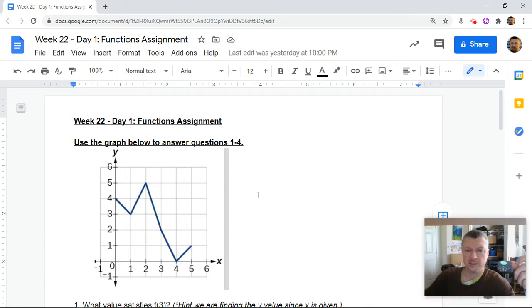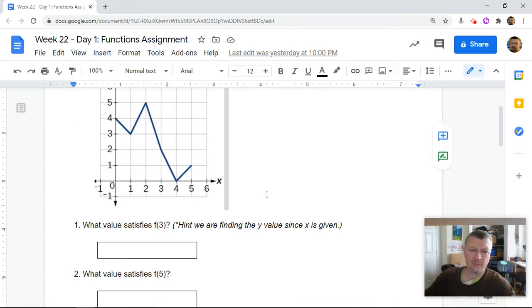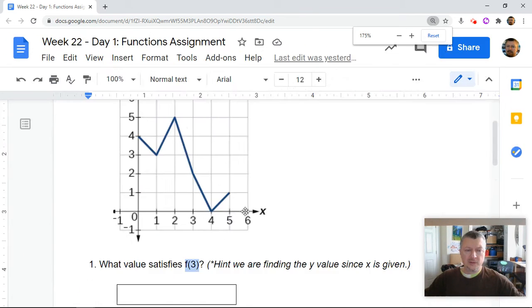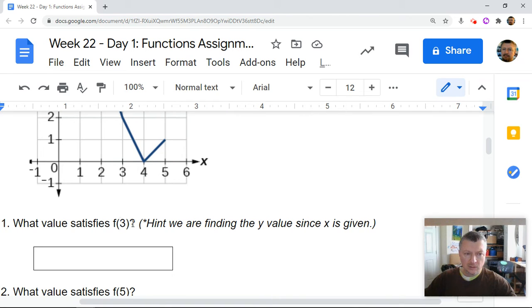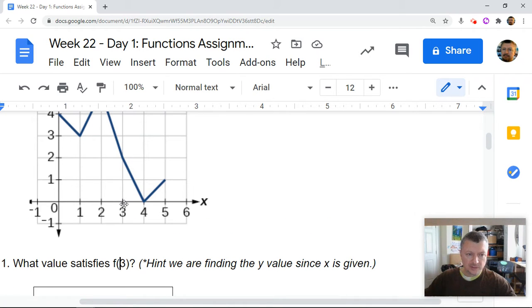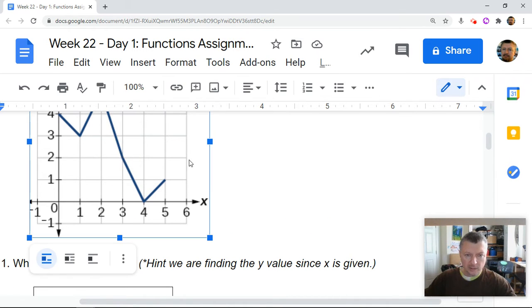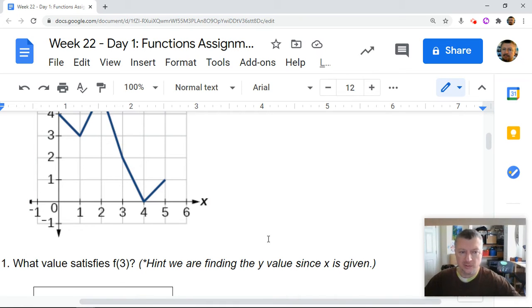So we're doing functions here. Now, we did a little bit of functions earlier in the year. We had this f of 3 thing. Remember this? F of 3. Well, what that's telling you is, when x is 3, what is f of 3? So the function of 3. Basically, it's like if x is 3, what's y? What's the height? All right, so on this graph, we have f of 3.